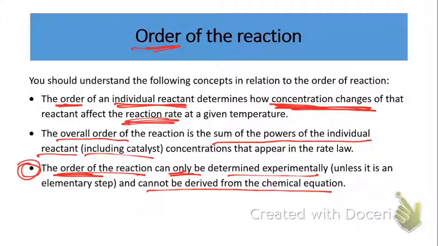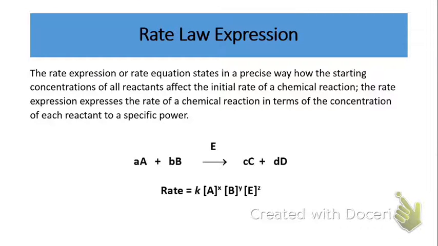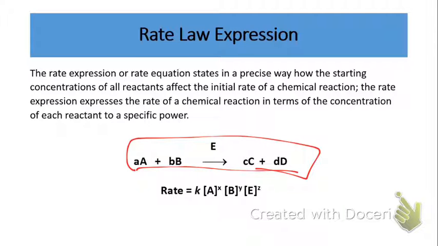What do we mean exactly by that? Let's go back up to our rate law here. Here's our generic chemical equation. You cannot use this chemical equation to determine the rate law. The only way to determine the order is through experimental data. I will show you in part 3 of this lesson how to use experimental data to solve for the orders of the chemical reaction.